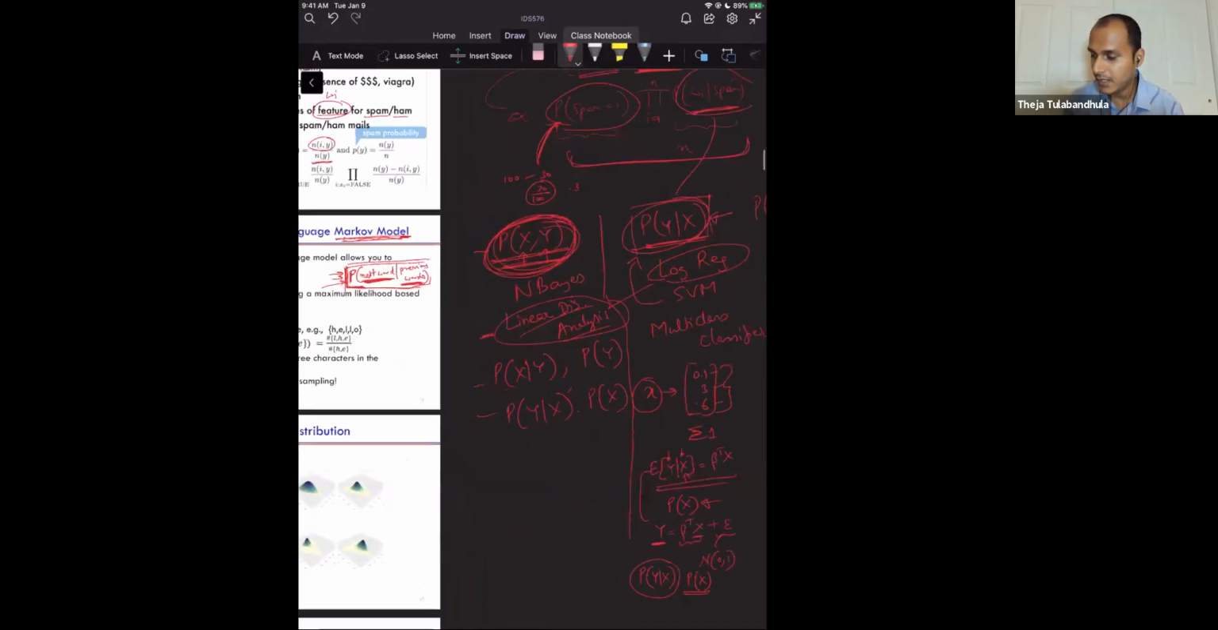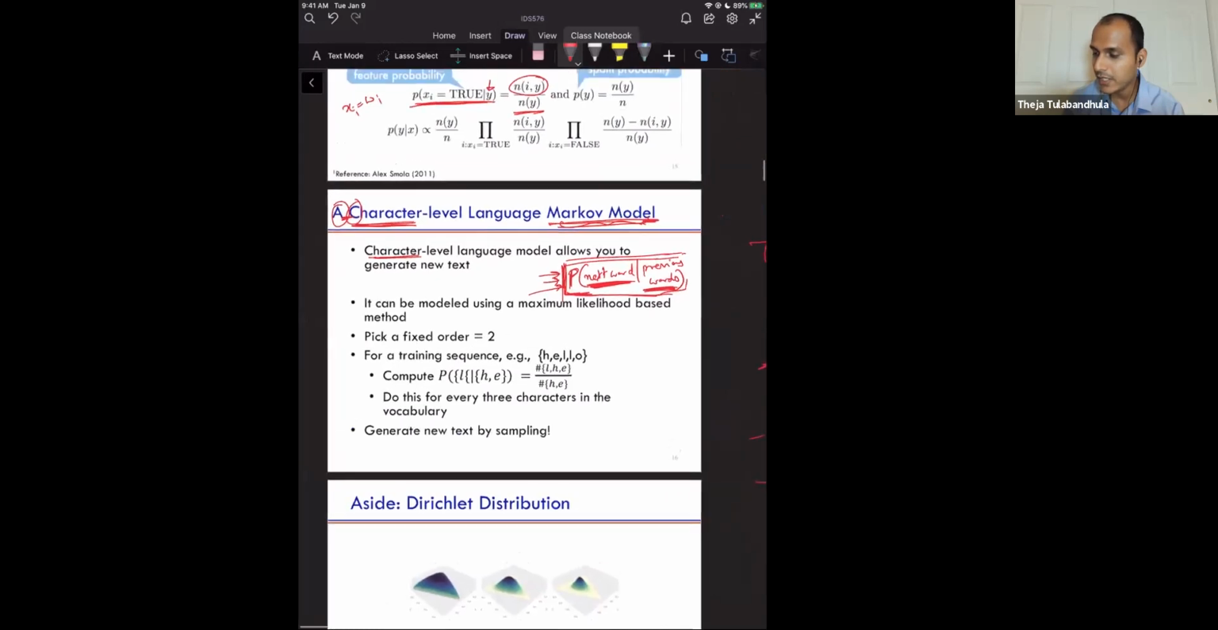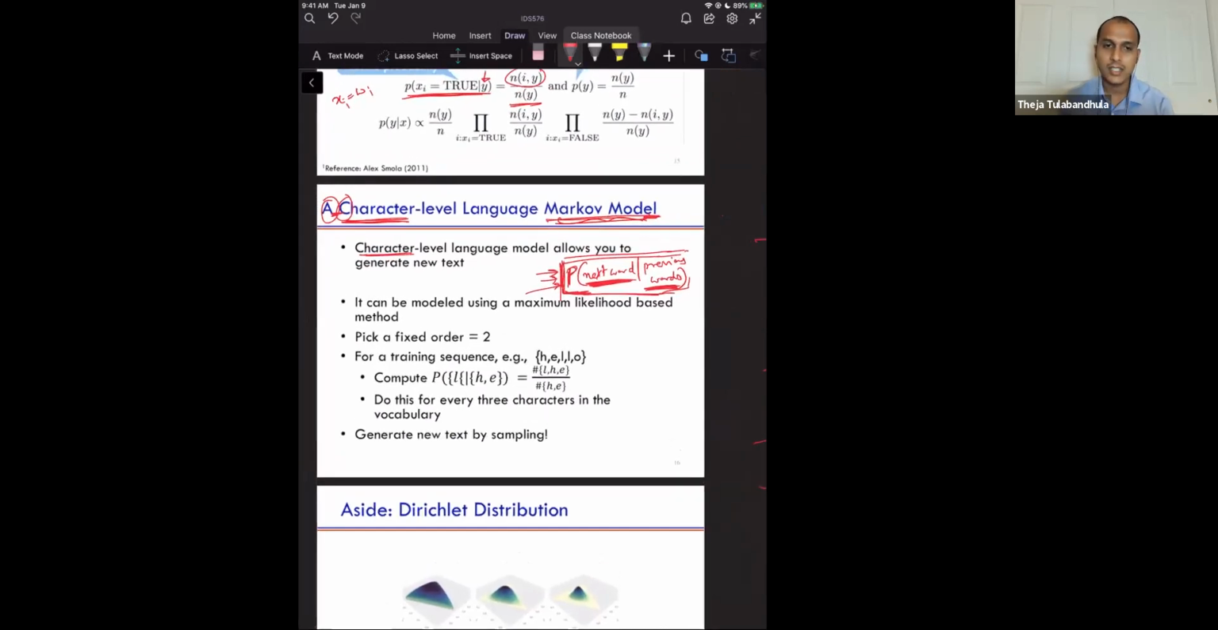Okay, now let's come back here. How can you build a character level language model using Markov modeling? The idea is very simple. If you have training data, and we always start with some training data, which is the sequences of characters, what you can do is make some assumption. Because we said we're going to use a Markovian assumption, let's say we pick an order 2. So only the previous 2 characters matter to determine the probability of the next character being something, and all the characters before that do not matter. Okay, so that's an assumption.